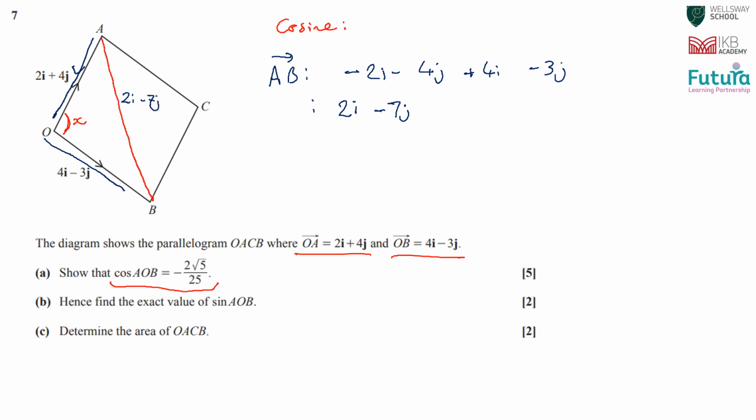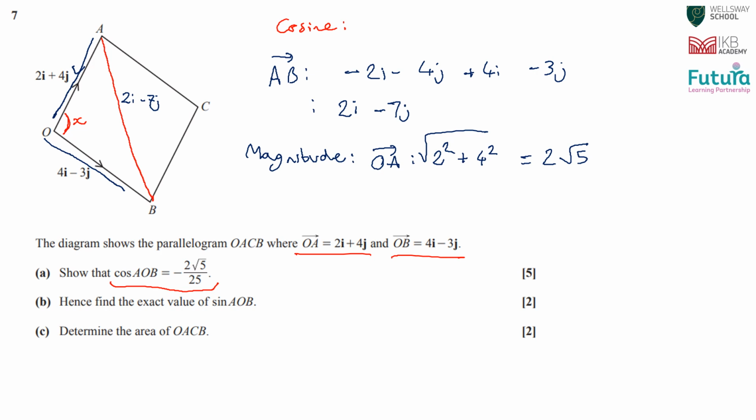Now you do not want to start substituting these vectors into the cosine rule. It's going to become really complicated. So what we can do is work out the magnitude of each vector, using Pythagoras' theorem. To work out the magnitude of OA, all we are doing is 2 squared plus 4 squared and then square rooted. Do not turn this into a decimal, that would be a weird thing to do. So you get that OA is 2 root 5.